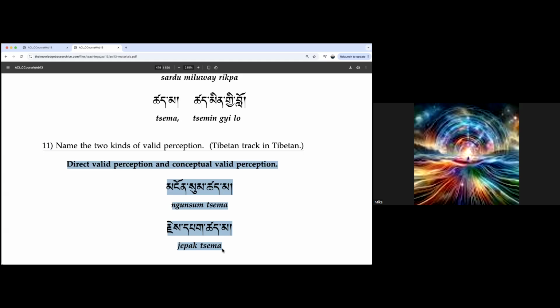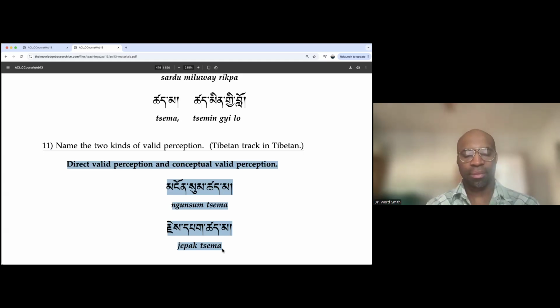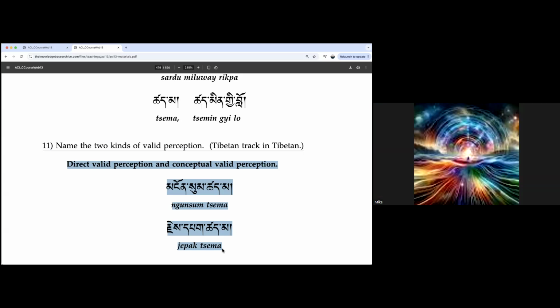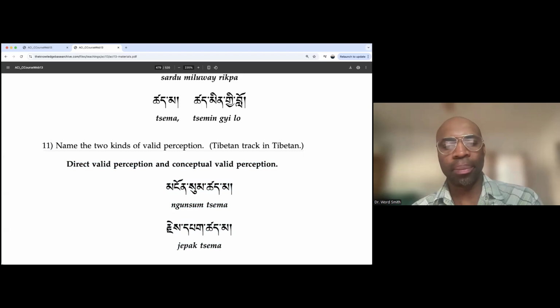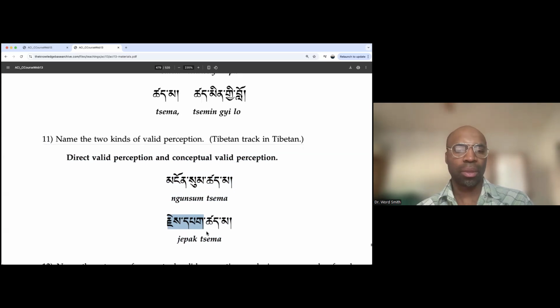Munsum sema. Yep. And J-Pak sema? J-Pak. Oh, I always mess that one up. Yeah, there's no flag on it. I think it's Jesu Pakpa. Anyway, it means like afterwards, literally, but it means logic.